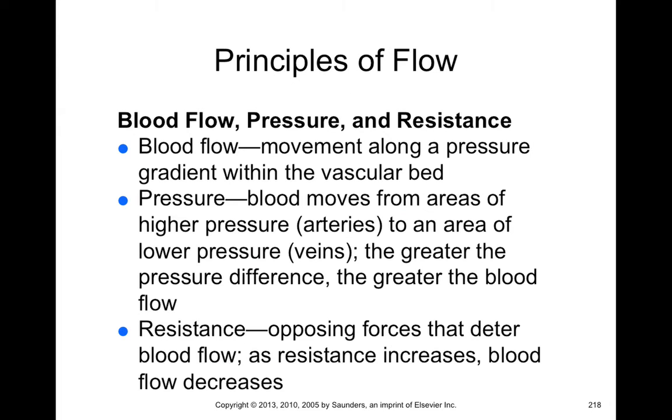Now, we'll next talk about some of the principles of blood pressure, flow, and resistance. We know that blood flow is the movement of blood along a pressure gradient. So one thing that's important to note is that blood only flows from high to low pressure. So if the heart is what's generating blood pressure, that means that in order for blood to flow, blood pressure needs to be lower in more distal vessels, like away from the heart. That way blood can move from higher pressure to lower pressure.